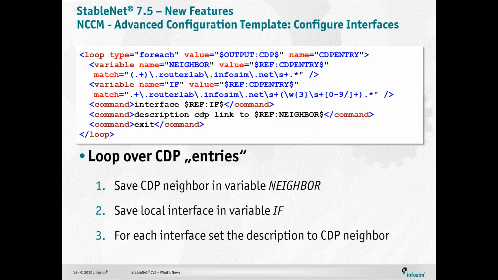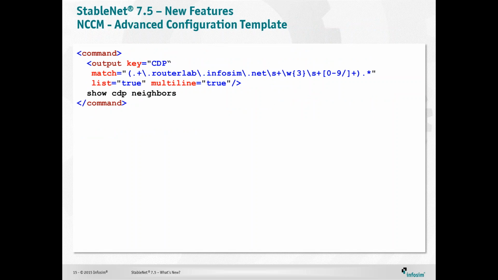Then we configure the interface description. Those are commands for a Cisco device, where we select the interface and add the command description CDP link to and add the neighbor. Here with the ref command, we select the variable, and these placeholders are then replaced with the content of the variables, of course. So the whole config job looks like this. First, we read out all the data with the show command.